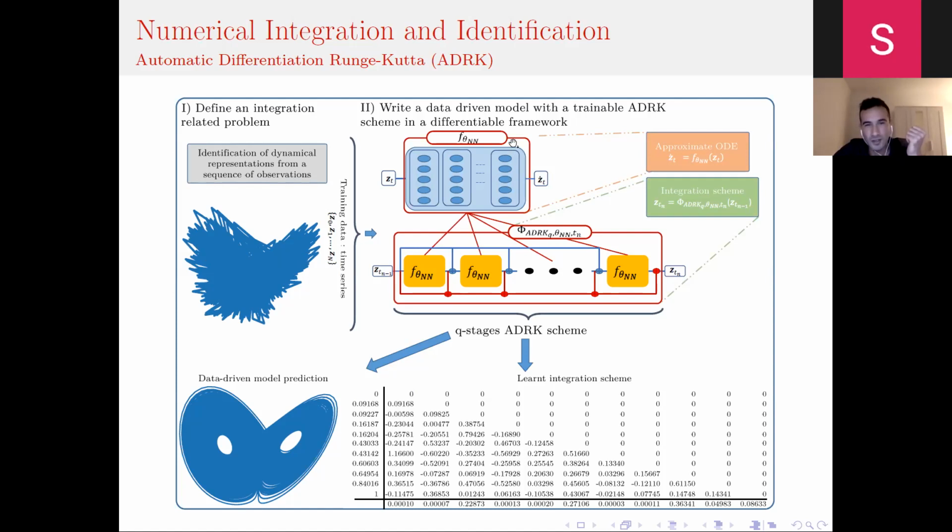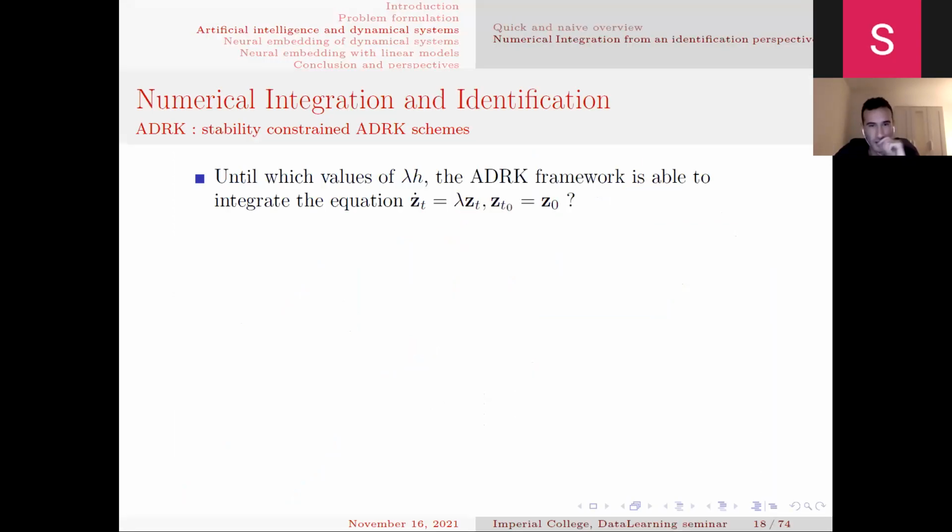So we assume a neural network F theta, a neural network differential equation. And we integrate this neural network using a Q stages Runge-Kutta scheme. We then may optimize the parameters of both the neural network that mimics a differential equation, as well as the parameters of the Runge-Kutta scheme to minimize the forecast of the observations. I will not talk too much about this contribution to have the time to talk about something else.